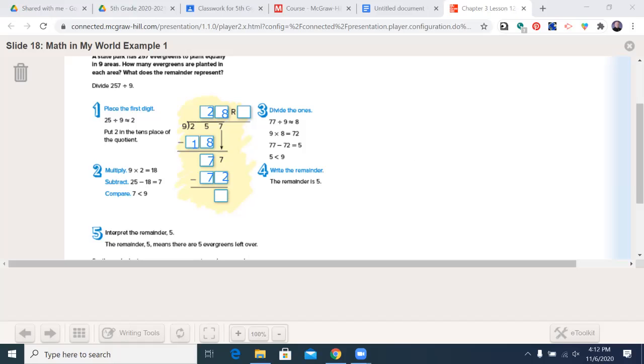77 minus 72 is 5. So my answer is going to be 28, remainder 5. I would like you to go ahead and make sure this is written in. If you need to pause the video in order to do that, feel free to do so. So what we find out here is the remainder 5 means there are 5 evergreens left over.